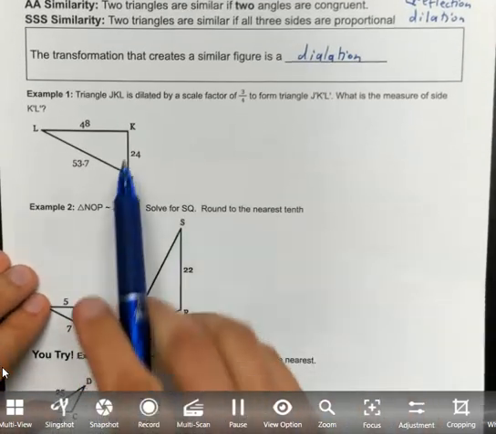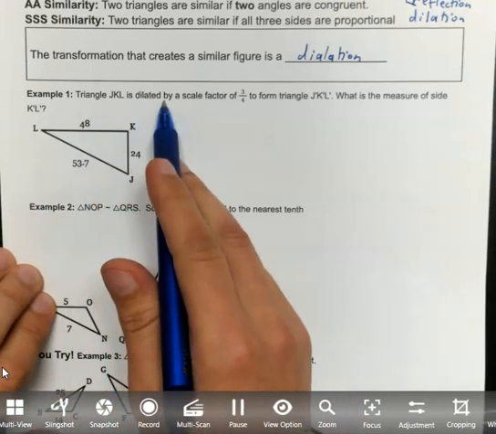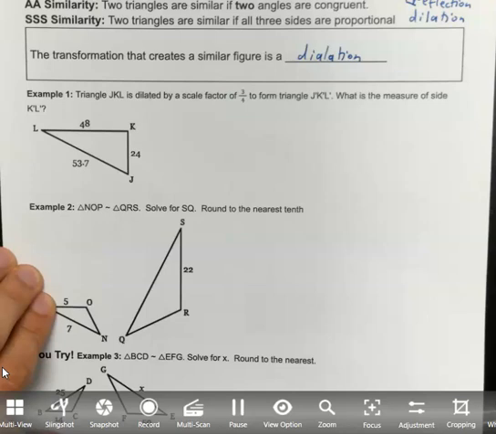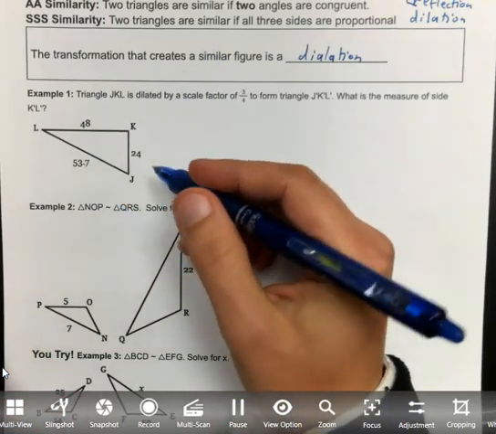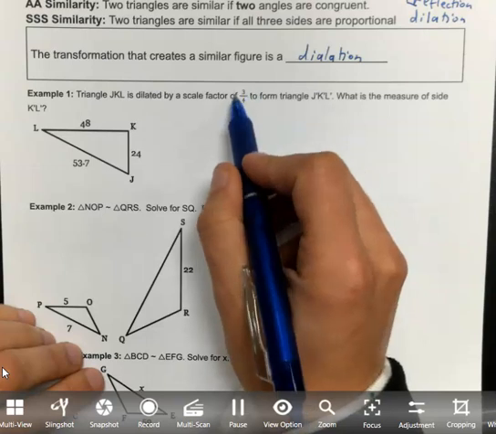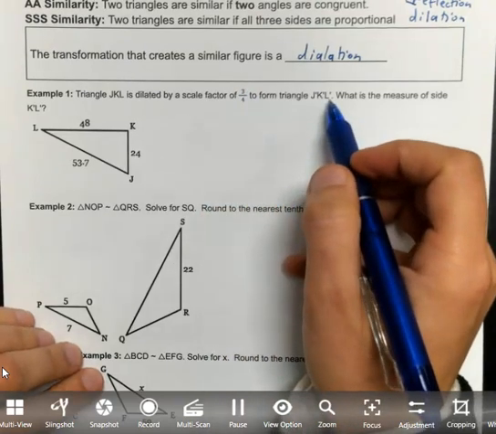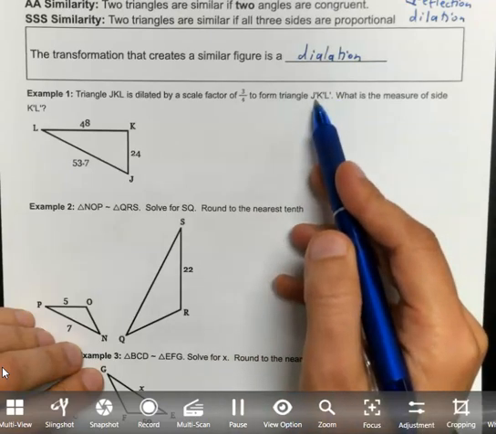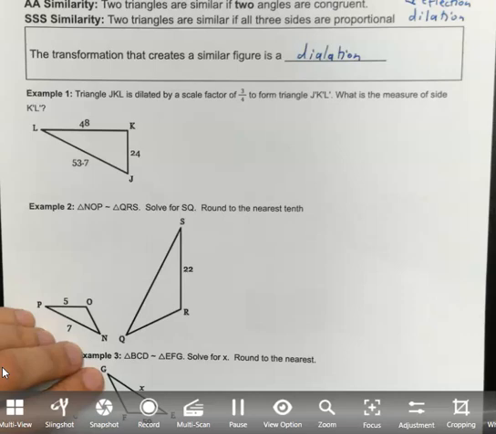All right, moving on. Triangle JKL is dilated by a scale factor of 3/4. So dilated means we're going to change the size of the shape, but the general shape stays the same. And how are we changing the size? We're multiplying by a scale factor of 3/4 to form a new triangle, so that J prime goes with J, K prime goes with K.